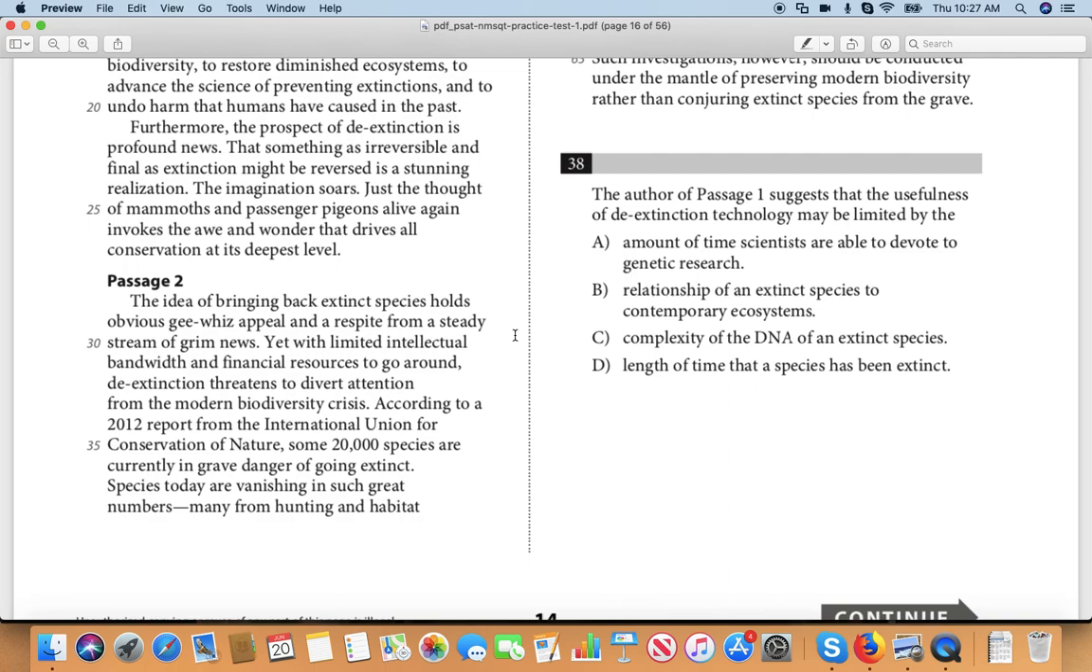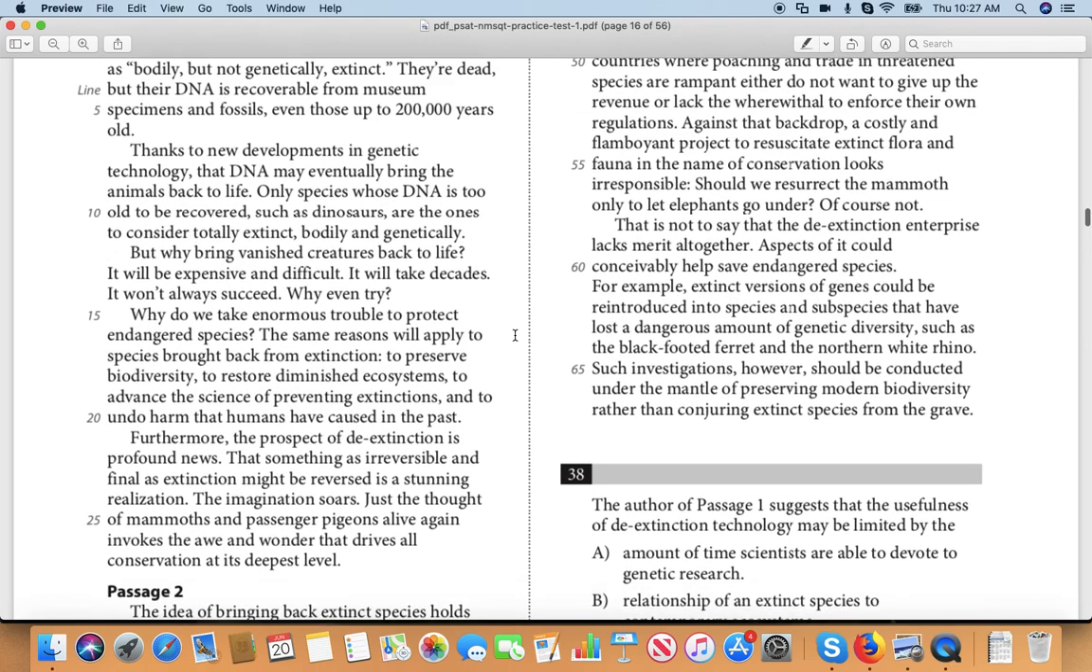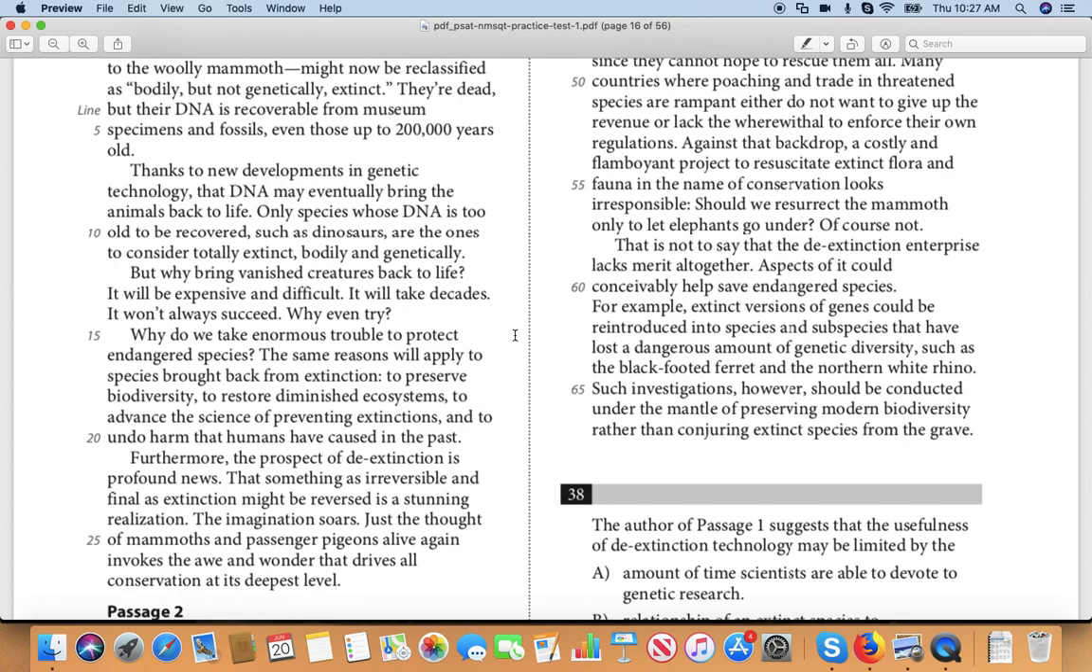Blaze, you just read that last paragraph. Go ahead and read question 38 for me, please. We're going to answer the questions on passage 1. I think there's 3 questions on passage 1. The author of passage 1 suggests that the usefulness of de-extinction technology may be limited by the... Okay, now let's stop. This is fresh in our minds. I'll bet you can find what it's limited by. What's it limited by?